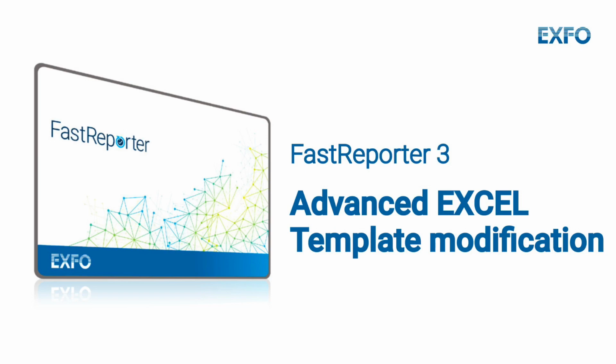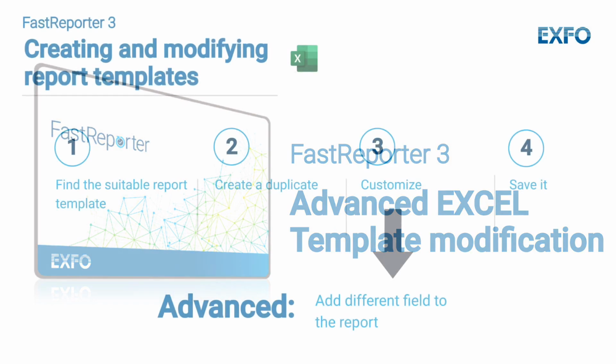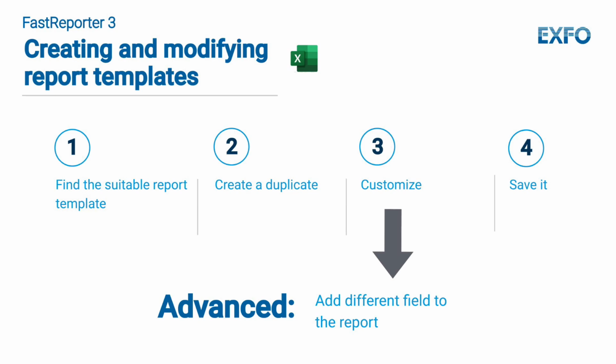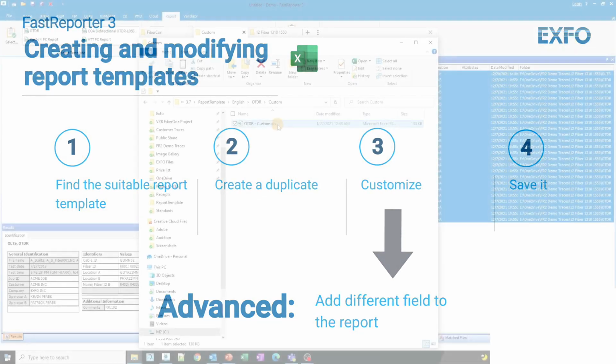In this tutorial, we will guide you on advanced customization techniques for your pre-existing template in FastReporter 3, including the addition of different fields to your reports. Please be aware that this tutorial does not include the customization options, like logo insertion or color adjustments. For basic knowledge, please consult the FR3 tutorial on how to modify a template.